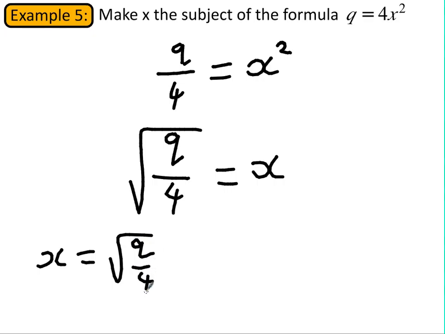That is acceptable, but if you're being clever and you want to go a bit ahead, then we could write our answer as the square root of q over 2, because the square root of 4 is 2, and you can split up a square root into its components if they are a division. That's acceptable as well.